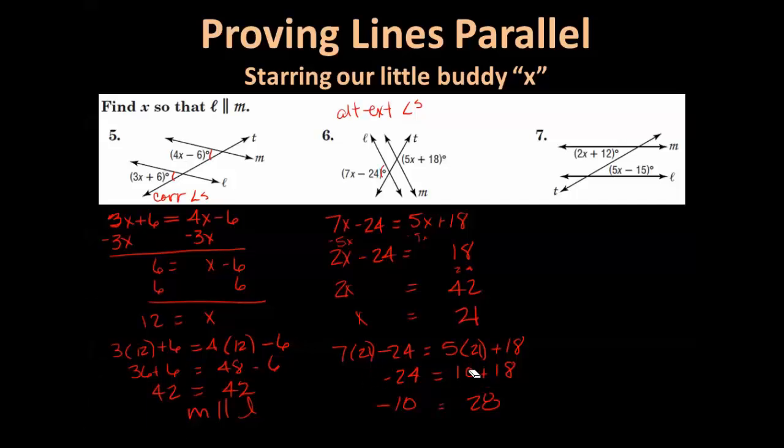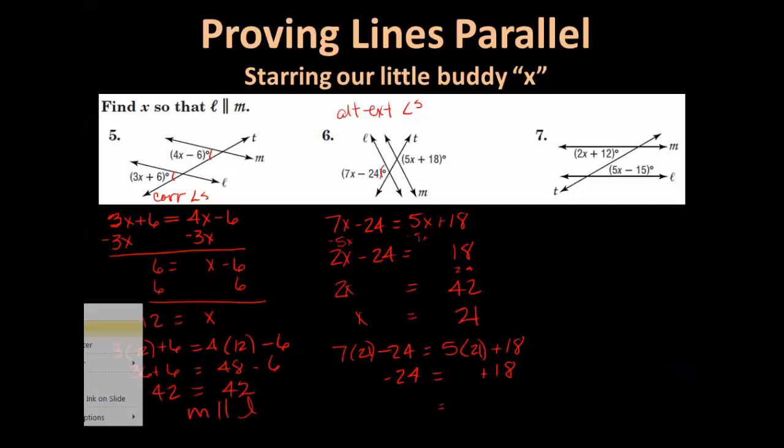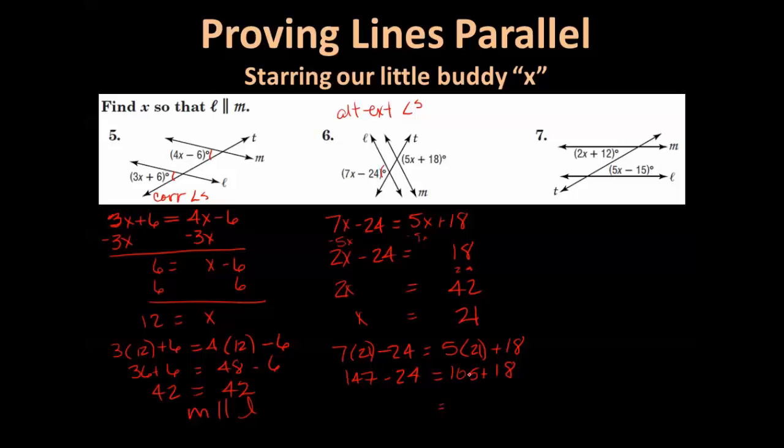So if things aren't working the way they should, you've got to go back and check your math. So 7 times 21 is going to be a big number. Got to figure that one out. 7 times 21 is going to give me 147. 5 times 21 is going to give me 105. 147 minus 24 gives me 123. And then 105 plus 18 also gives me 123. So L is parallel to M.